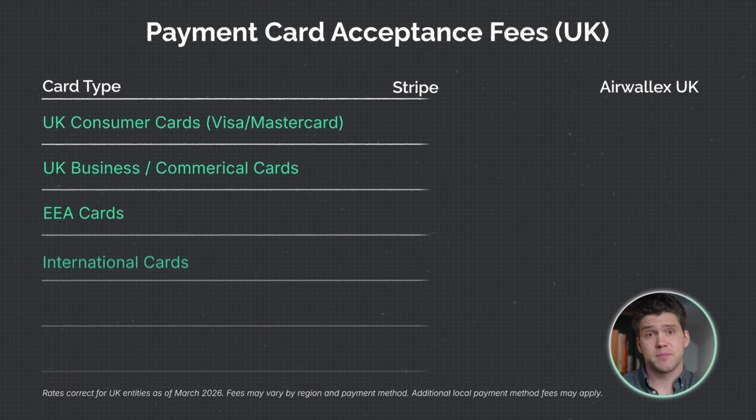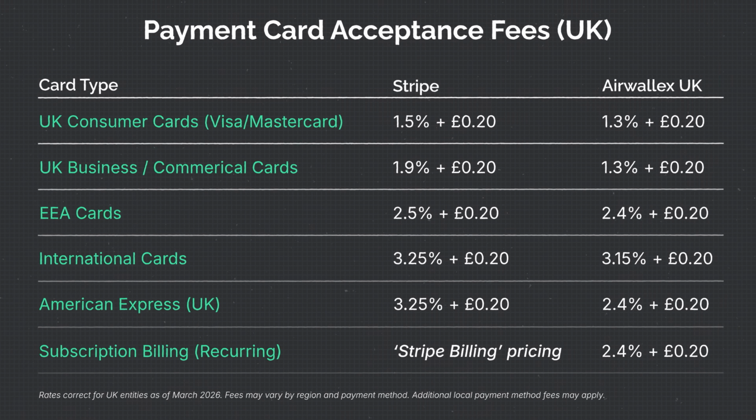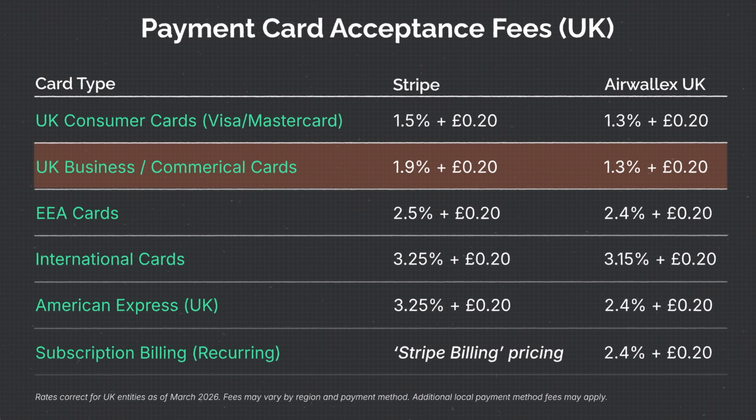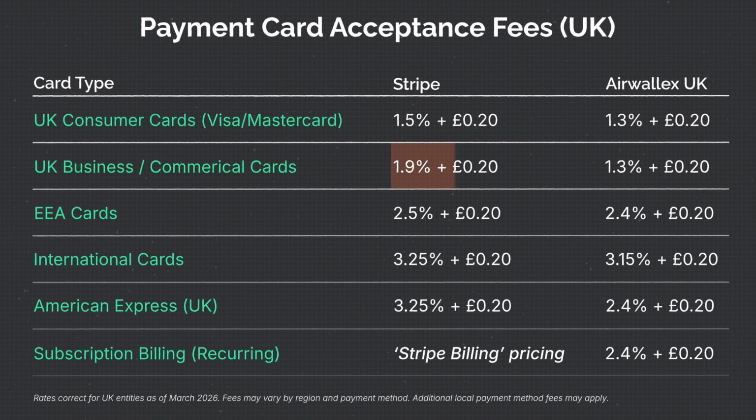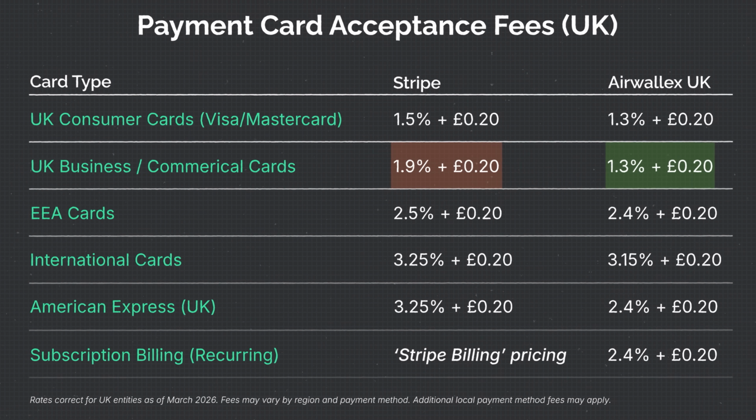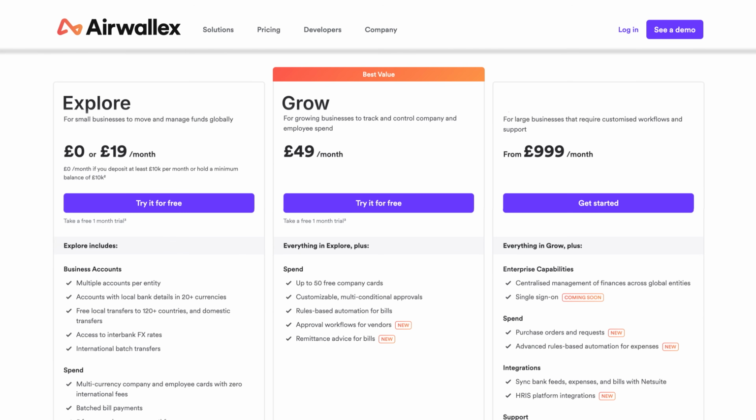If we compare that to Stripe's standard UK pricing, look, Stripe is slightly higher on every one of those bands, but where it gets genuinely interesting is B2B, because a lot of platforms charge a premium for business cards, Stripe included. But with Airwallex, it's just 1.3%, which is very compelling. But let's zoom out and look at how Airwallex is priced overall. And they have 3 tiers: Explore, Grow, and Accelerate.